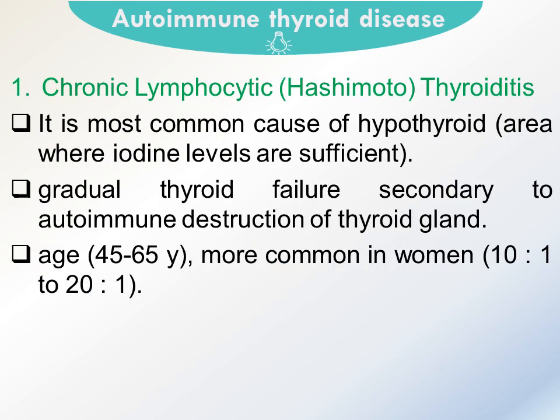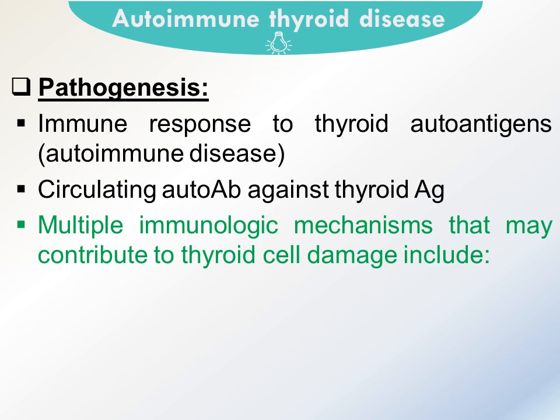The first subtype is called chronic lymphocytic thyroiditis or Hashimoto thyroiditis. It is the most common cause of hypothyroidism in areas of the world where iodine levels are sufficient. It is characterized by gradual thyroid failure secondary to autoimmune destruction of the thyroid gland. The age is mostly between 45 to 65 years and it is more common in women. For the pathogenesis, Hashimoto thyroiditis is regarded as an autoimmune disease caused by an immune response to thyroid autoantigens. Circulating autoantibodies against thyroid antigens are present in the vast majority of patients.